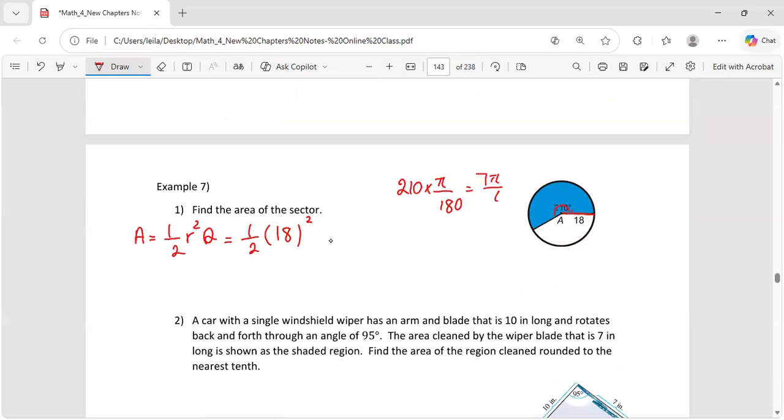Now we just replace it here and try to simplify this one. Following PEMDAS, we have to find 18 squared first. 18 times 18 is 324.